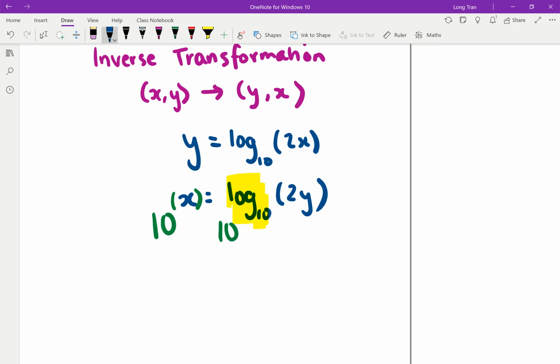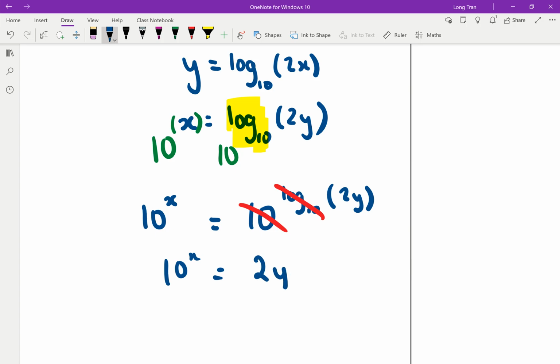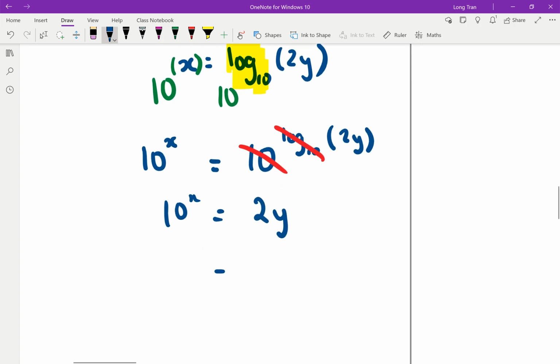So if I write out what I'm actually doing, I'm saying 10 to the power of x on the left, and then 10 to the power of the right-hand side, which is log 10 of 2y. See how I'm balancing the equation? And here we know that 10 to the power of and log 10 are inverses of one another, and so they cancel out. And so we can then say 10 to the power of x is equal to 2y, and therefore y is equal to, by dividing 2 on both sides, I'm balancing the equation, and that now becomes half multiplied by 10 to the power of x.